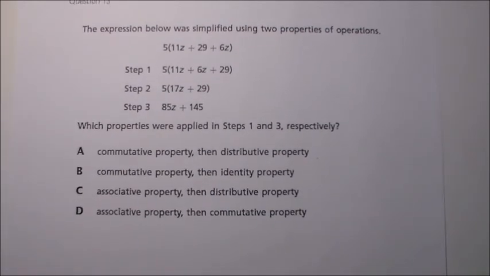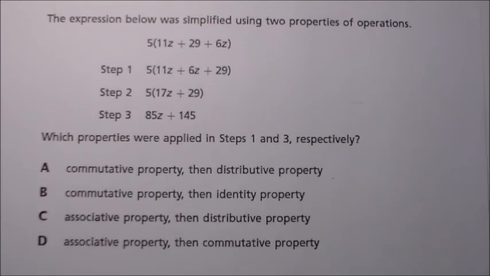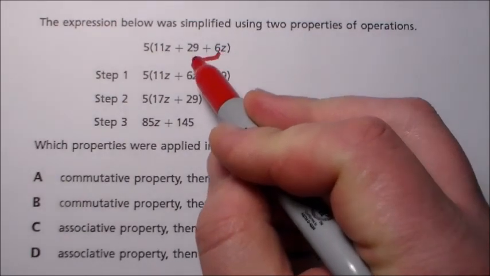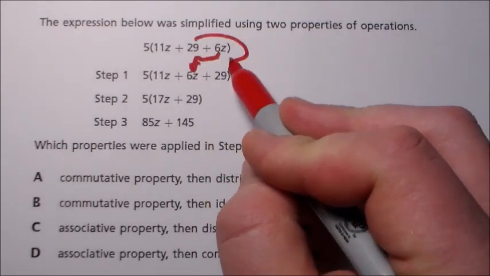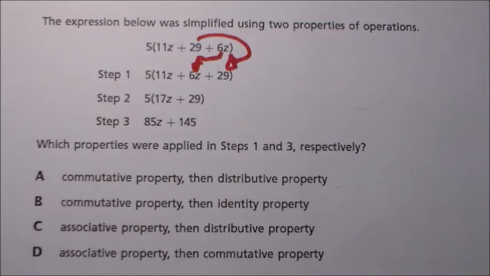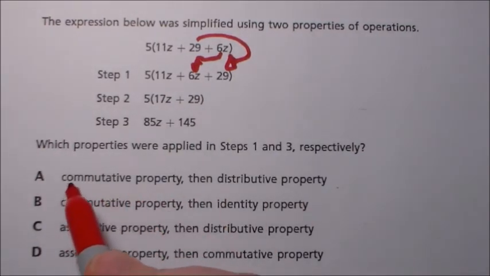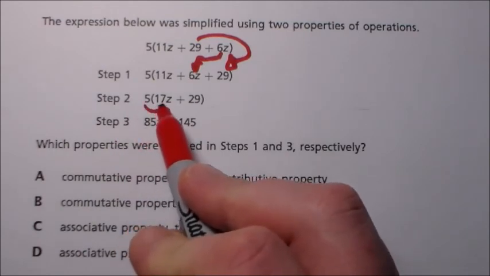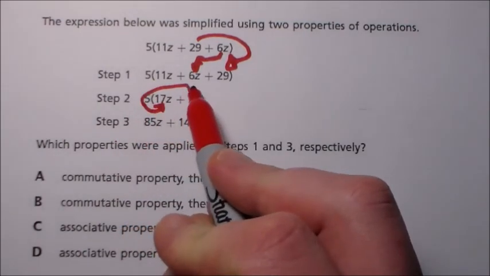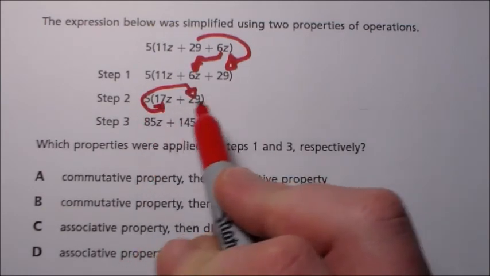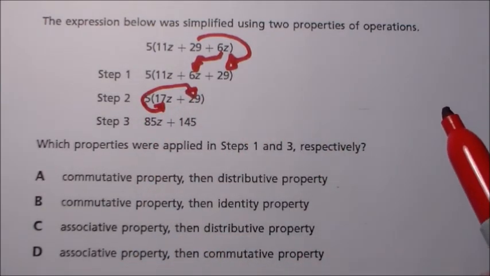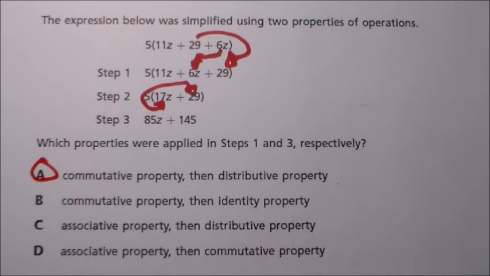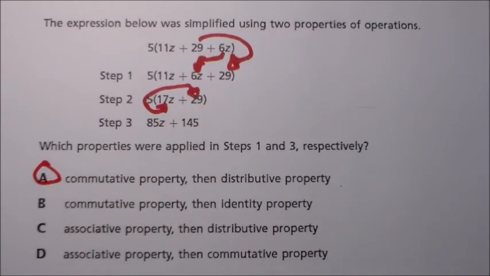If we go back to our problem, what did we do in the first step? We took 6z and moved it over there, and we took 29 and moved it over there. So we're just switching the order around. The first step is commutative, so it's either A or B. And step 3, what did we do? We took 5 and multiplied it by that term and by that term, where we distributed 5 to both terms inside the parentheses. So it's commutative, then distributive. We're not doing anything with the identity property. A is the answer, and we're good.